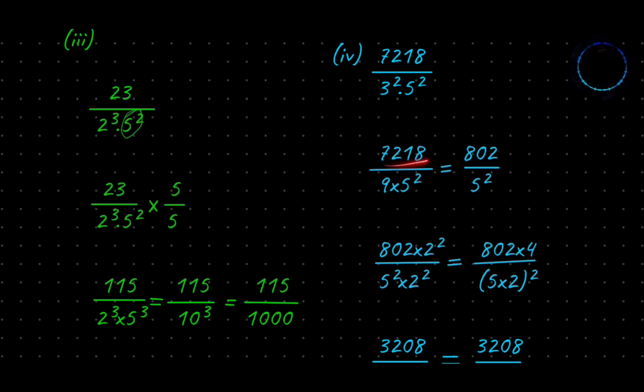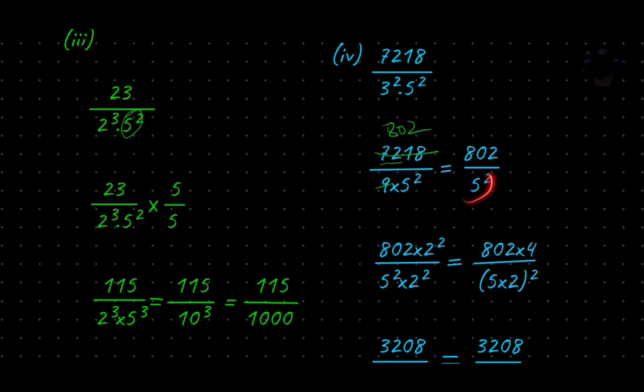Fourth question, we have 3 square and 5 square, 7218. Now 3 square can be written as 9, 5 square as it is. Let's cancel these out with the 9. So 9 ones are 9 and 9 eights are 72. We take two numbers directly, so we need to add 0 in the middle. 9 twos are 18. We got 802.